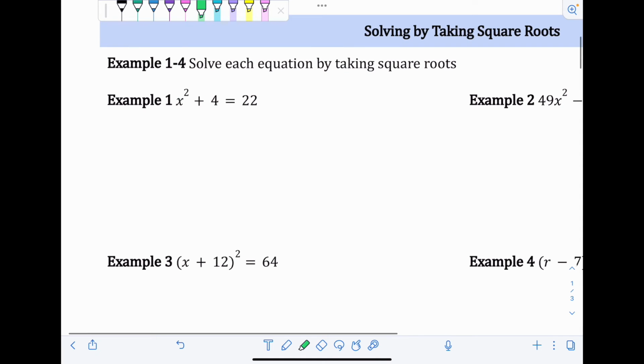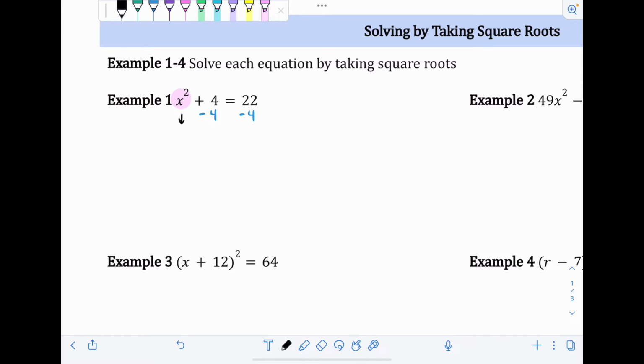Example 1 through 4, solve each equation by taking square roots. Example 1 is x squared plus 4 equals 22. Like I said, the goal is to isolate the part that's being squared. In this case, it is an x that's being squared. So what is being done to the x squared? A 4 is being added to it. So I need to undo that plus 4 by subtracting 4 from it. Whatever I do to the left side of the equal sign, I need to do to the other side as well, just to keep that equation scale balanced.